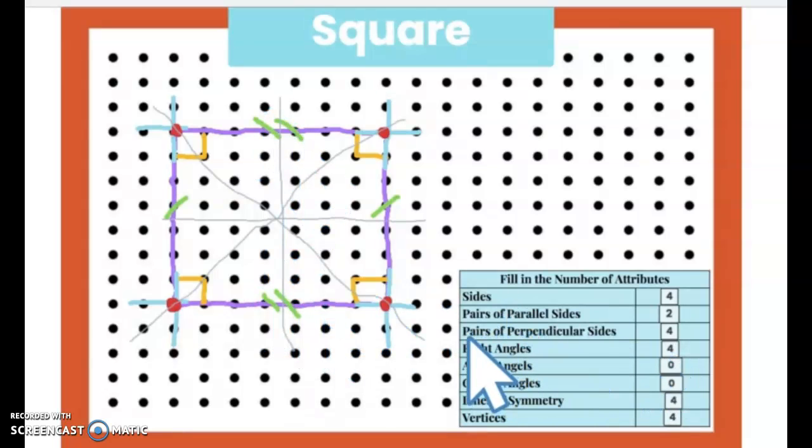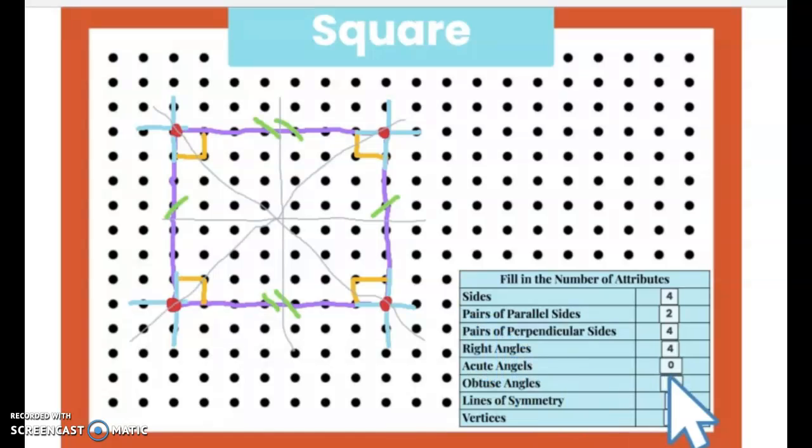A square has 4 pairs of perpendicular sides. And a clue is because there are 4 right angles. So anywhere there are right angles, there are perpendicular sides. So here's 1 pair, 2 pair, 3 pair, and 4 pair.